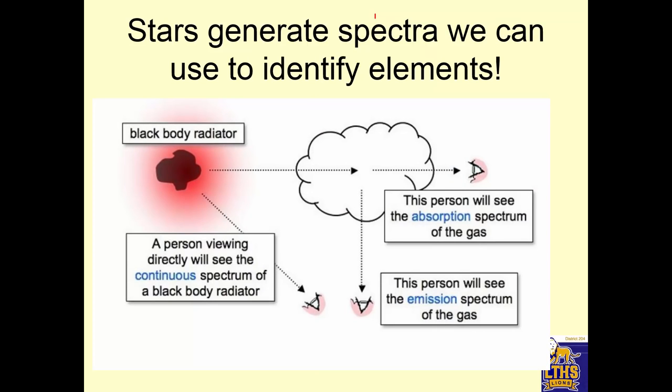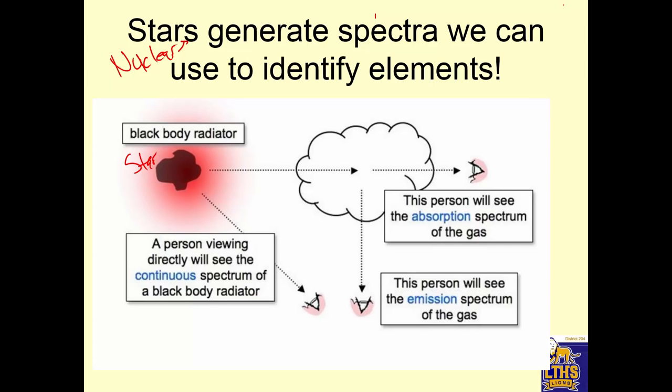Stars also generate spectra. So this is kind of changing a little bit. Stars, remember, there's nuclear energy, right? The nuclear energy in stars, and all stars generate spectra we can use to identify the elements. Okay? So black body radiation, this would be, for example, the star.